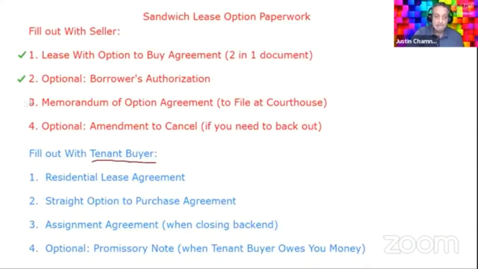So we have the lease with option. We have the optional borrower's authorization. We have the memorandum of option agreement, which you file at the courthouse. And then we have an optional amendment to cancel if you need to back out. That pretty much wraps up the seller side.